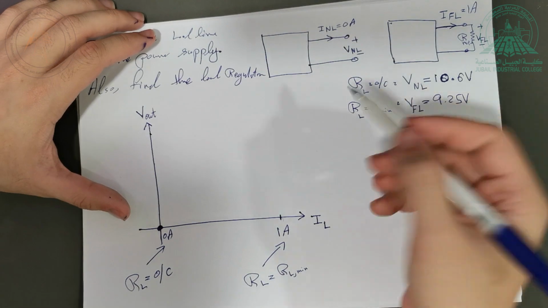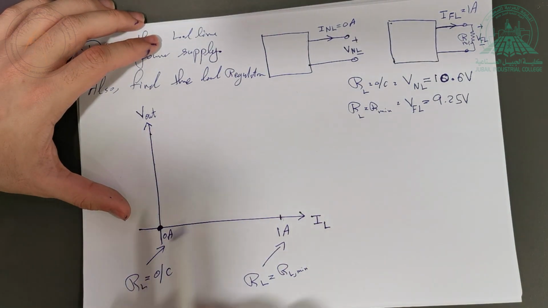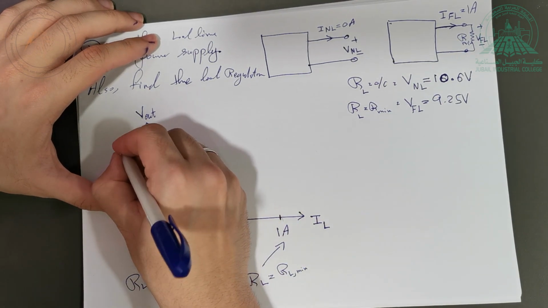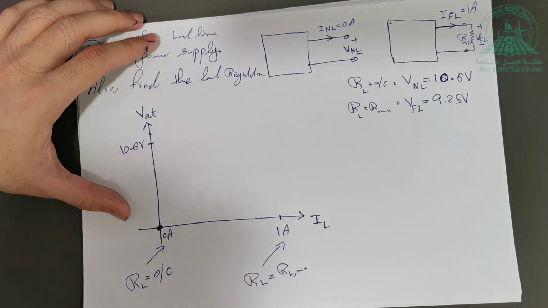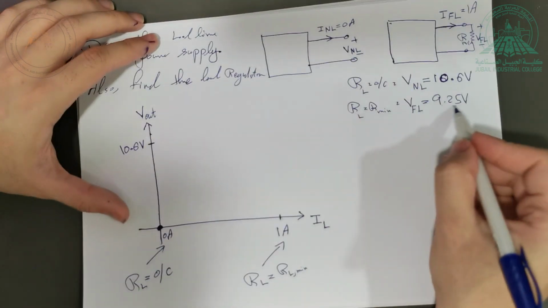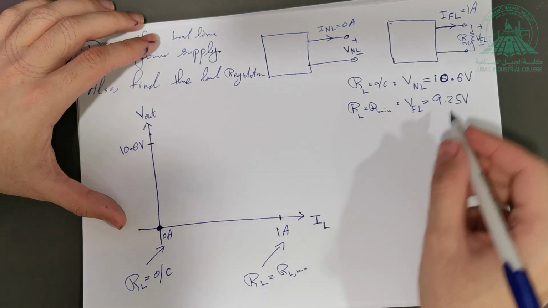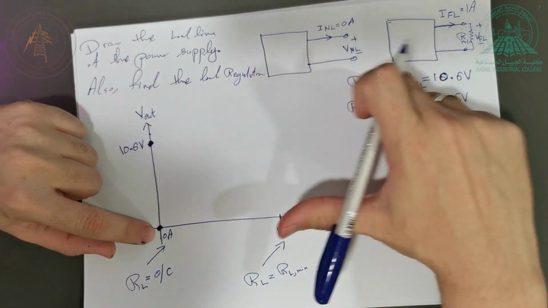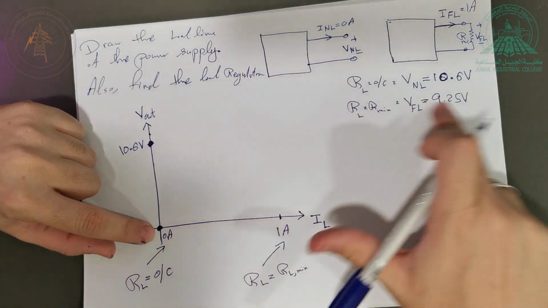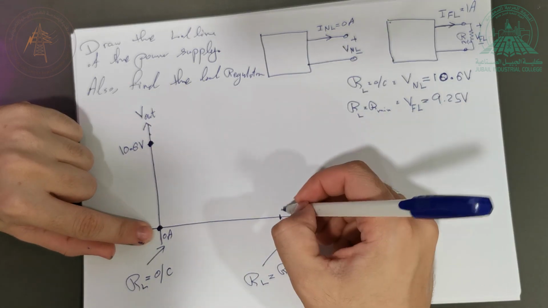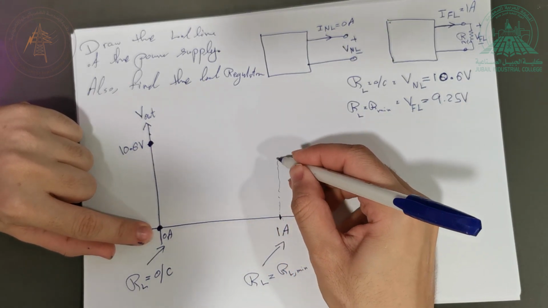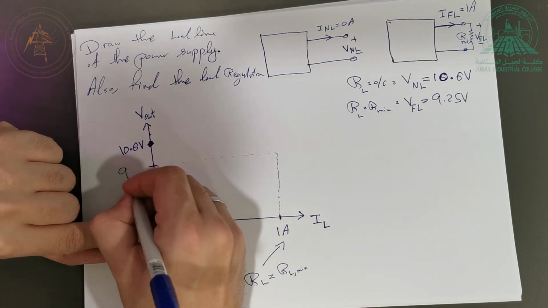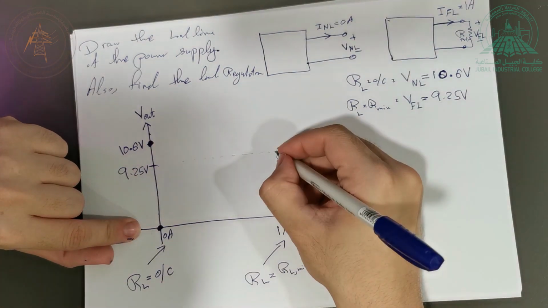Obviously, these are the values that I have here. When I have no load current, which is this value, what is the voltage? It's 10.6. So I'll come here and put 10.6 volt. What is the second value that I have? When I have 0 ampere, I get this voltage. When I have 1 ampere at RL, what do I get? I get 9.25. So right here, I have 9.25 volt. This is this point.